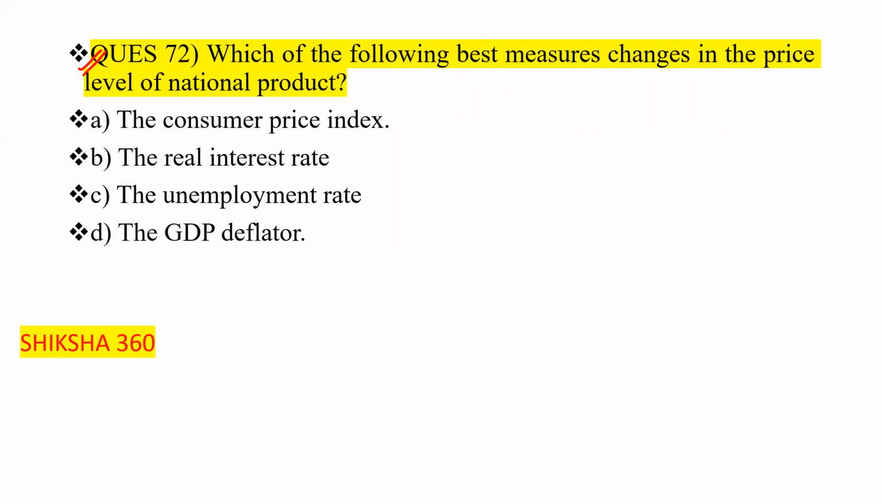The first one is the consumer price index, second one is the real interest rate, third one is the unemployment rate, fourth one is the GDP deflator. So the correct answer here is the GDP deflator, because it measures the nominal GDP upon real GDP.